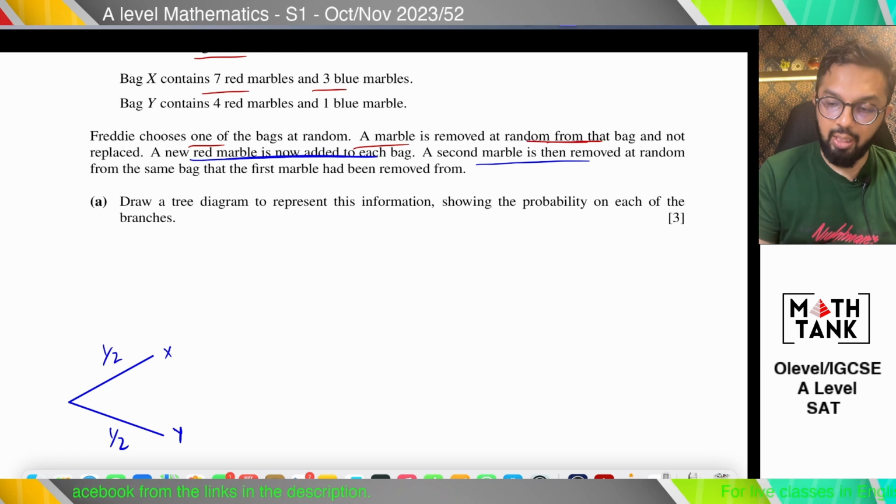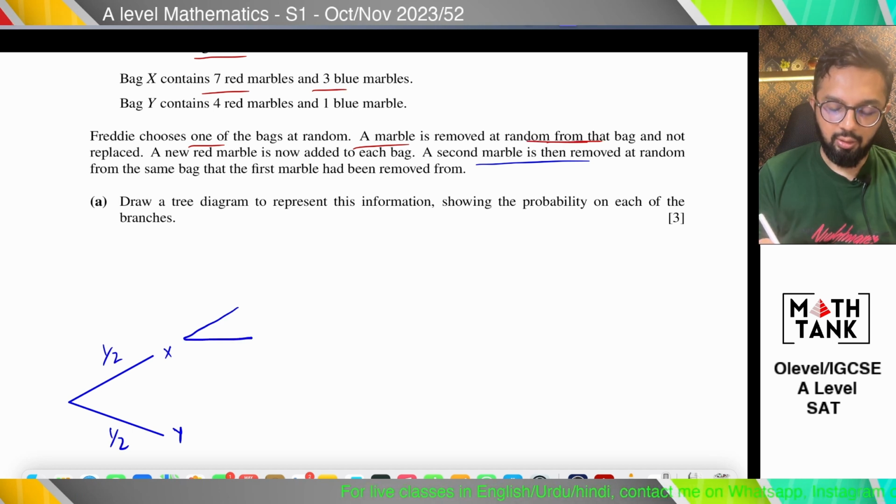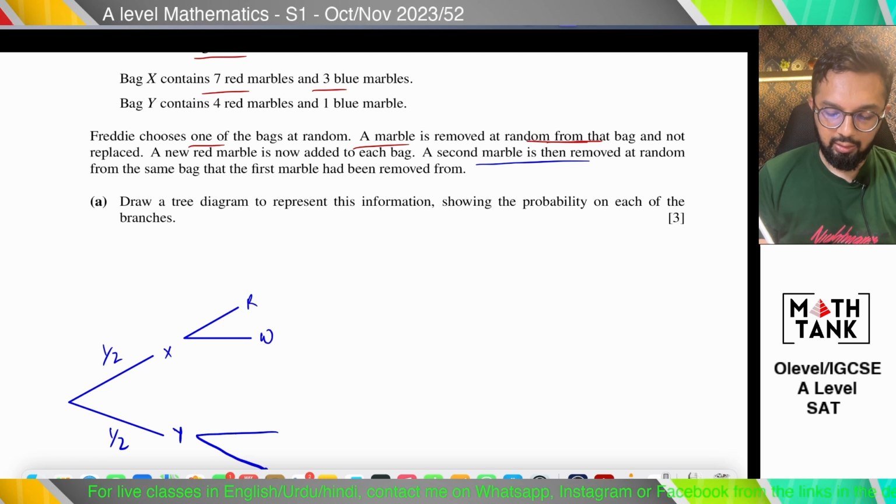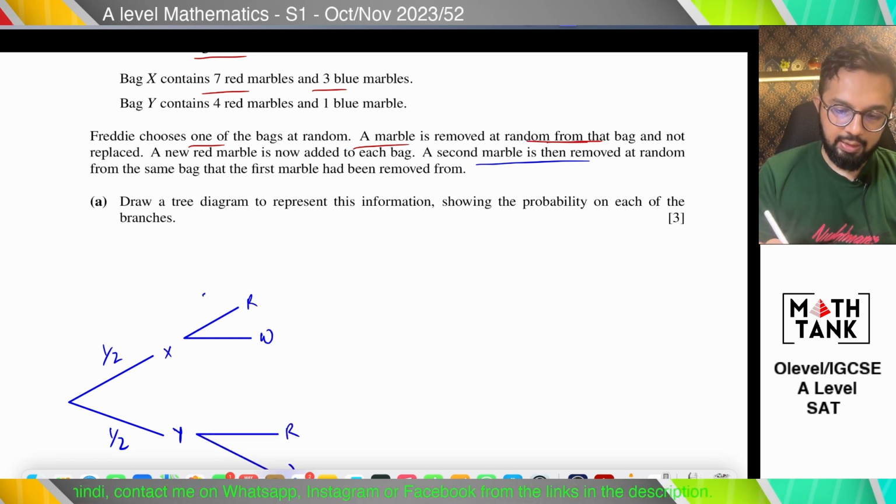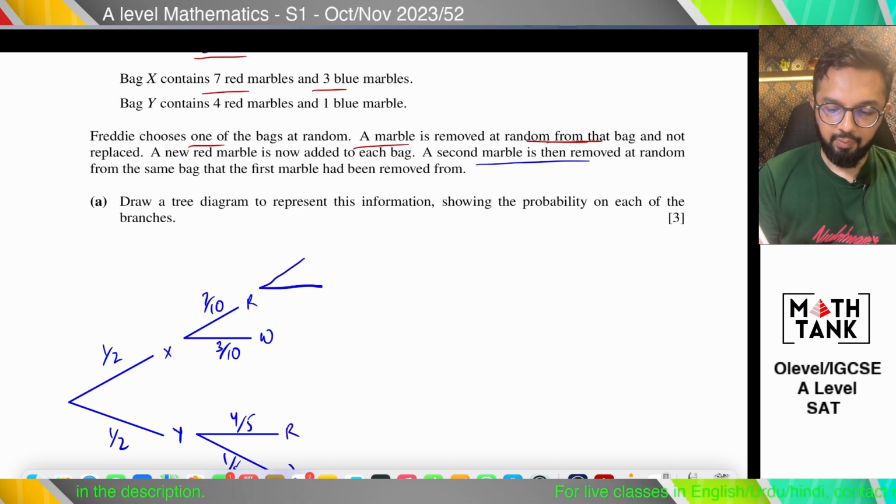Okay. A second marble is then removed. A new red marble is now added to each bag. So once he removes the first marble, he adds a red marble. So I'm going to say that the first has two branches, red and white. Let's first make that. Okay, 7 out of 10 and 3 out of 10. 4 out of 5 and 1 out of 5. Then a red marble is added and the second one is then removed.